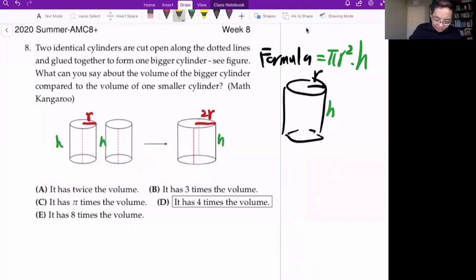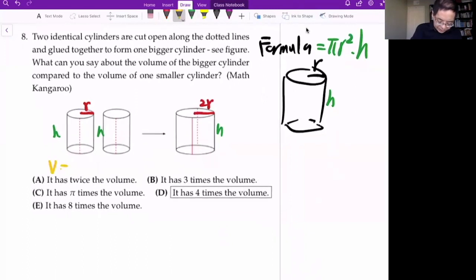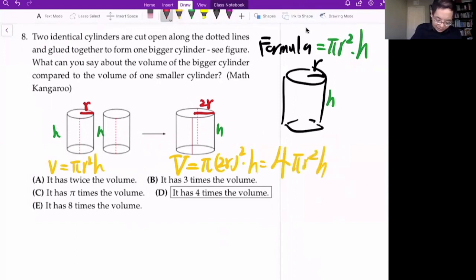Then we can calculate the volume. The volume of the smaller one, by the formula, is pi times R squared times H. And the volume of the bigger one equals pi times (2R) squared times H, which is 4 pi R squared H. If you compare these two, we find it's 4 times the smaller one. So the answer is D.